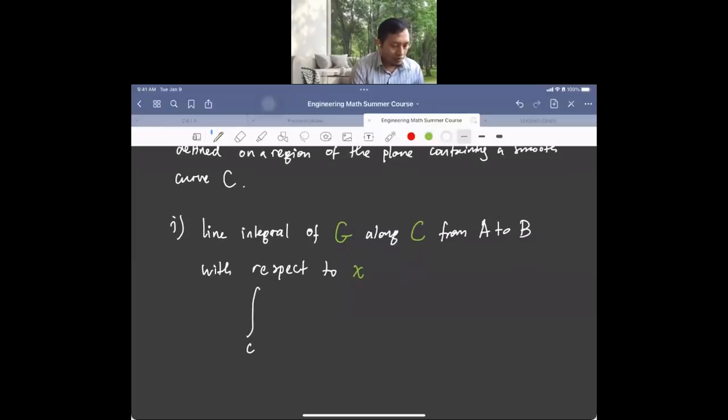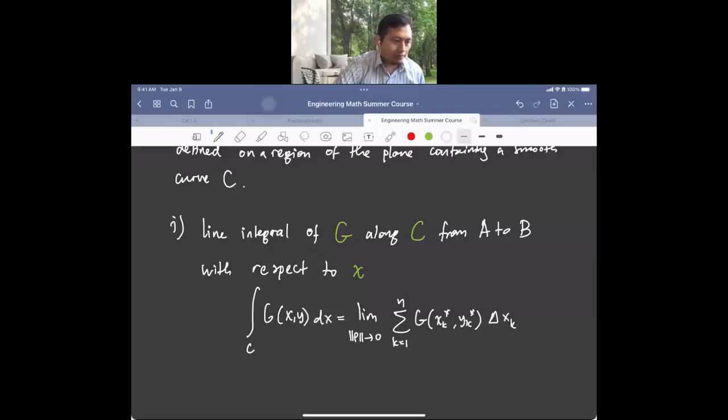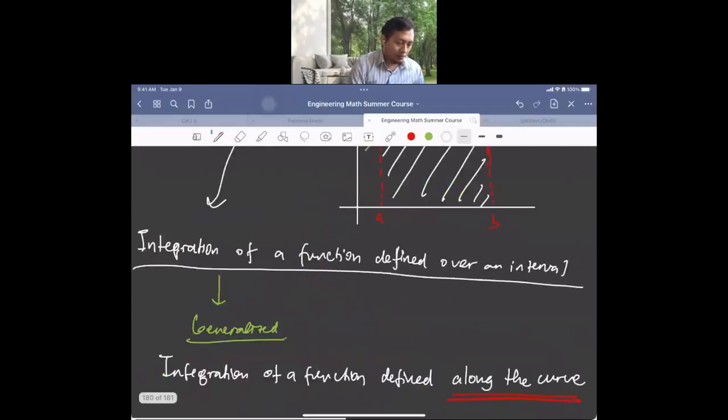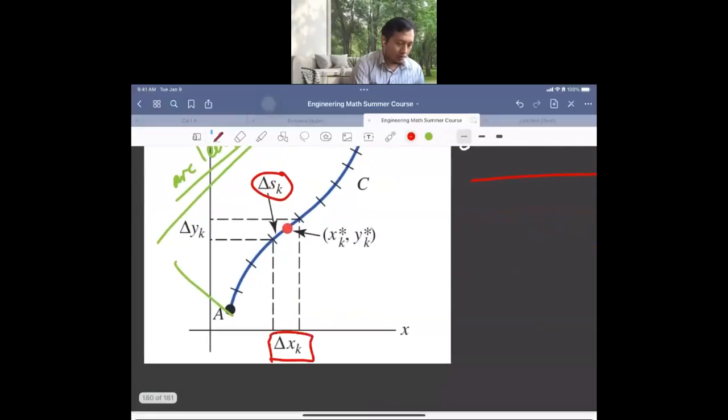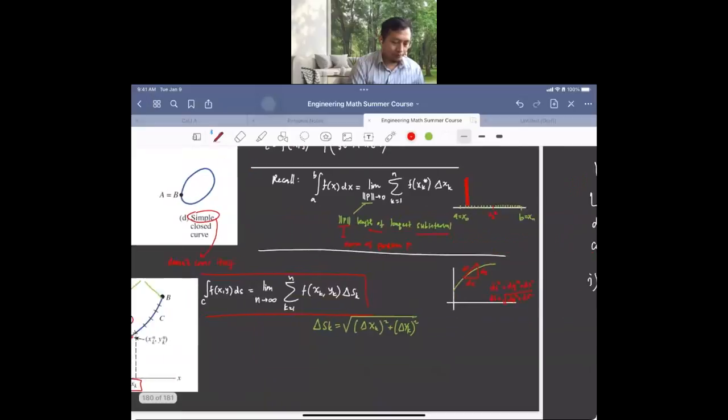We write the line integral of g(x, y) dx equal to the limit as the norm of the partition p goes to 0 of the sum of g(xk, yk) times delta xk. Delta xk is from this graph here, this interval here, and yk is here.